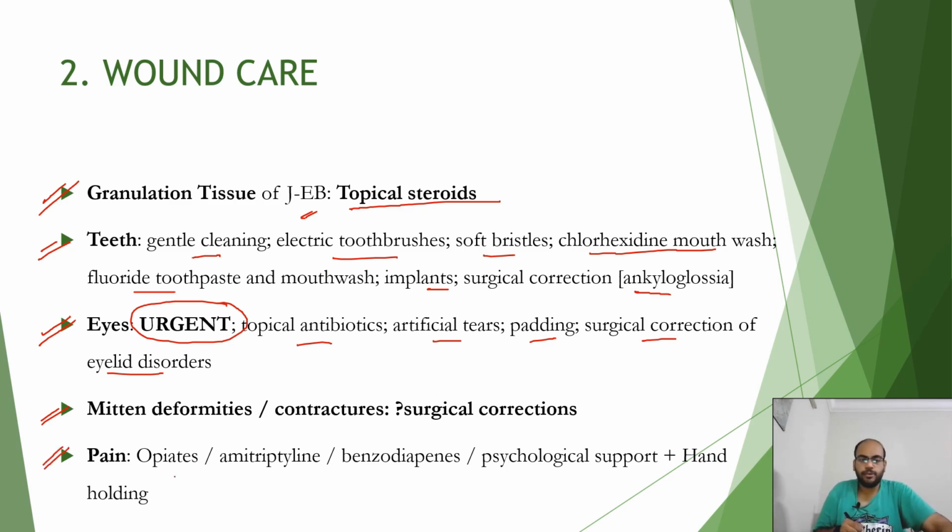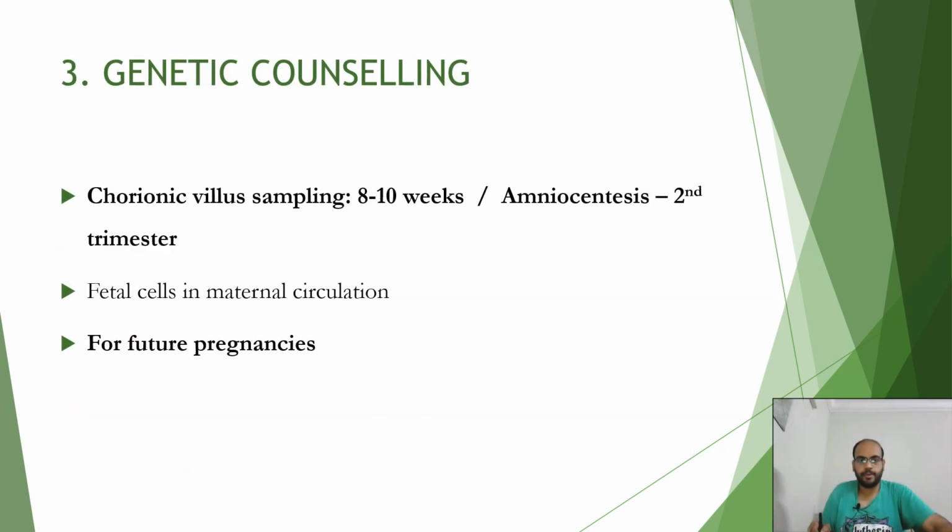So for pain, you can use opioids, amitriptyline, benzodiazepines, psychological support, and intense hand holding. That is very, very important. Now, genetic counseling. We'll discuss it very shortly. Genetic counseling is done only for future pregnancies so that you can avoid another child with EB. So a sample for genetic testing is to be taken.